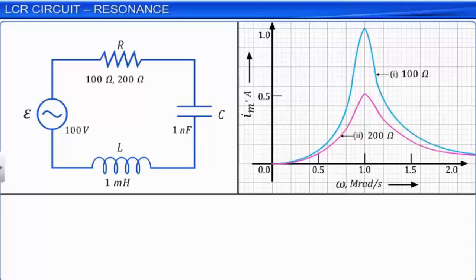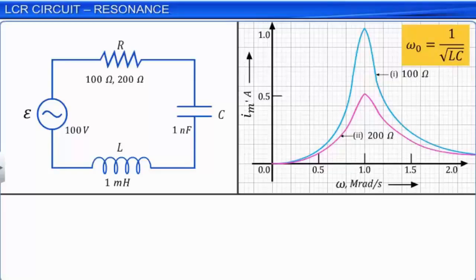For the given set of values of L and C, we find that the value of omega naught is equal to 10 power 6 radian per second, which is equal to 1 mega radian per second. From the graph, we see that the amplitude of the current in an LCR circuit is the maximum when the angular frequency omega naught is equal to 1 by root LC for either of the resistance values. For other values of the frequency, the amplitude of the current is less than that at the resonant frequency.